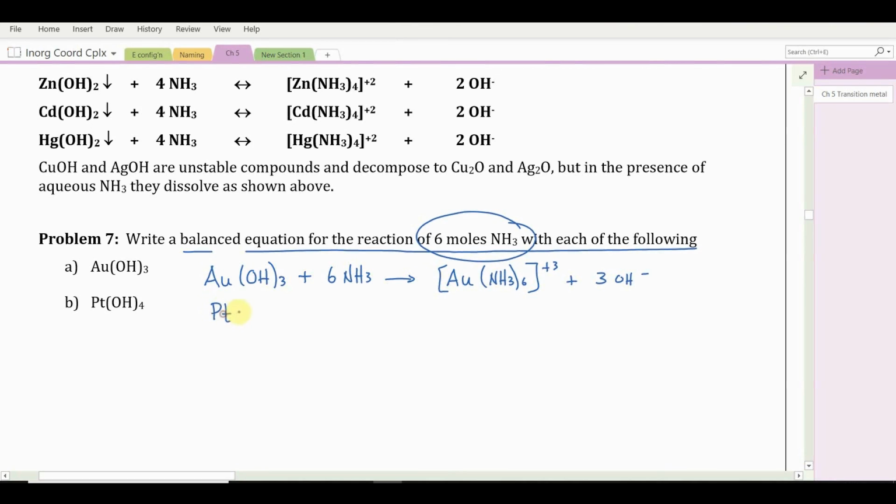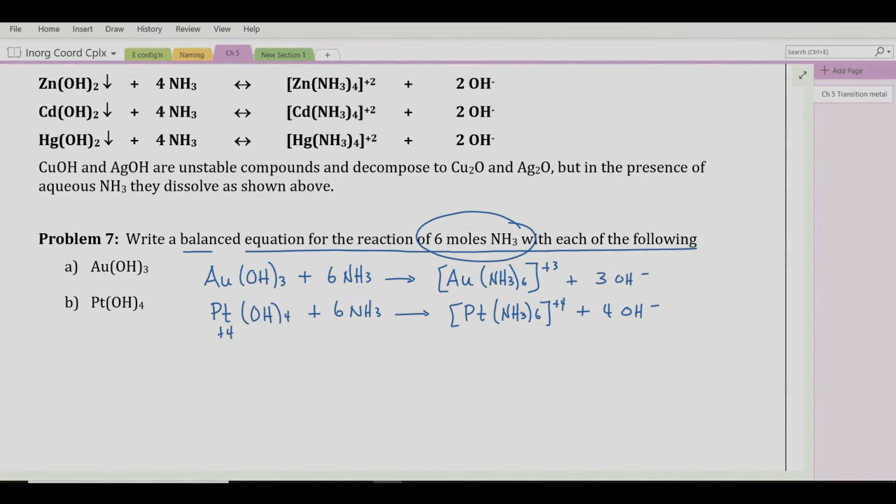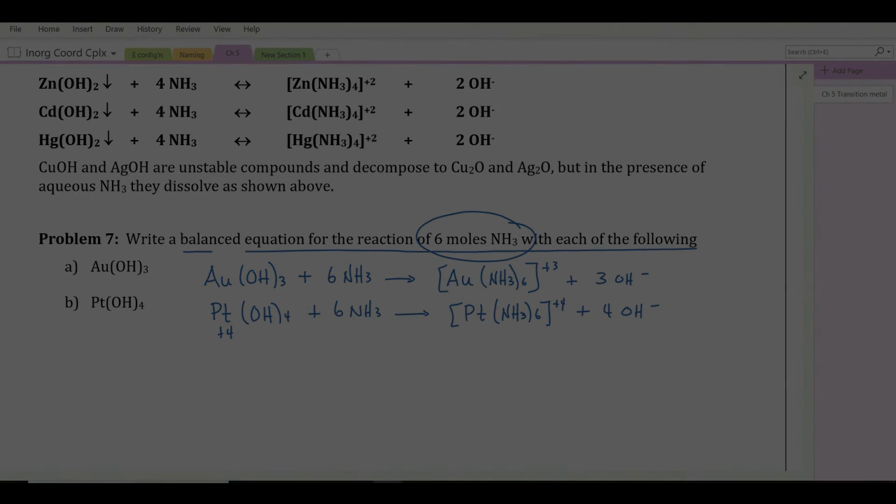Here's platinum 4 hydroxide plus 6 moles of ammonia goes to a complex with 6 moles of ammonia combined with platinum, and the charge on the platinum is plus 4 in both cases, and 4 hydroxide ions are released. And in fact, these equations are balanced for charge and mass. And that's it for this first lecture on transition metal oxidation states and amine complexes.